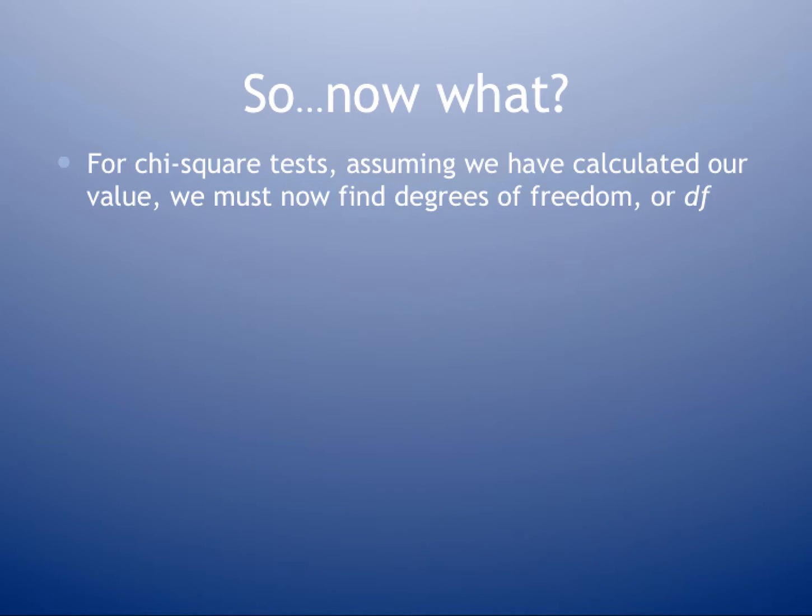So what do we have to do though? We've already calculated our chi-square value. Well, the next step, and I'm going to have them outlined step by step at the end of this lecture, now we have to find the degrees of freedom, which is going to be abbreviated DF.